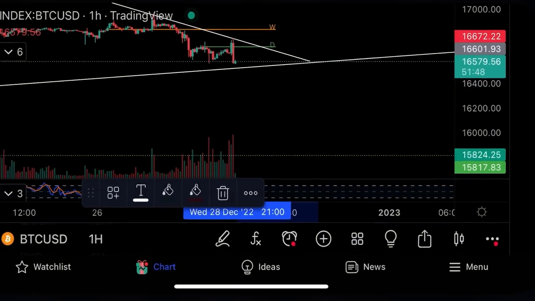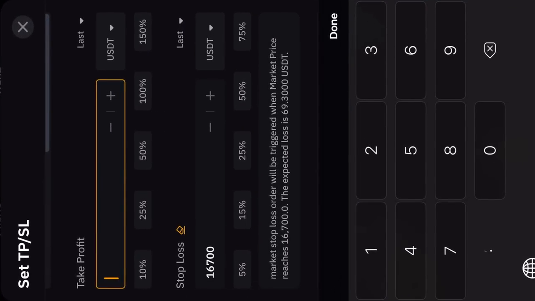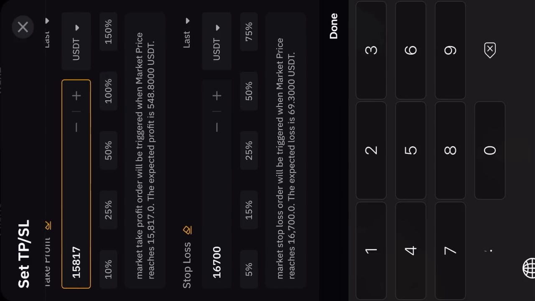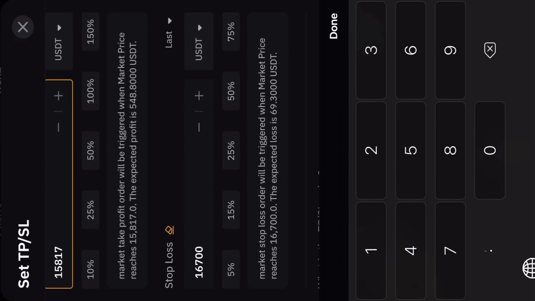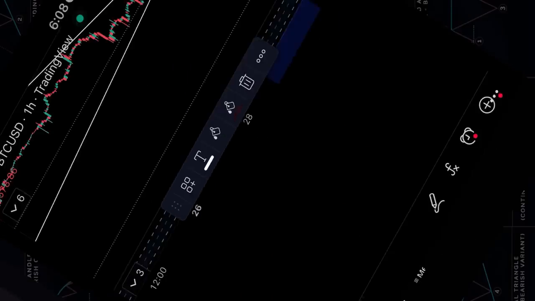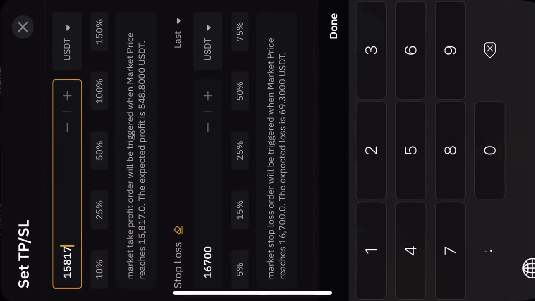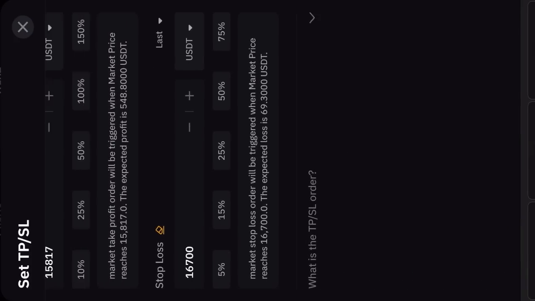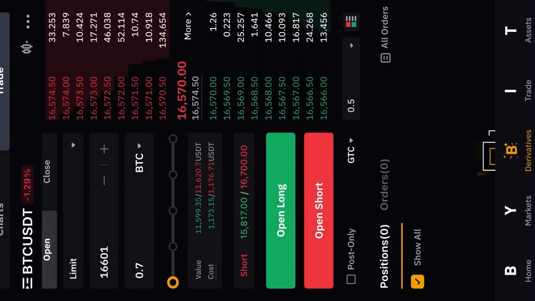The target will be 15,817. So I'm risking $69 to make $548. Confirm that trade, and I'm going short on Bitcoin.